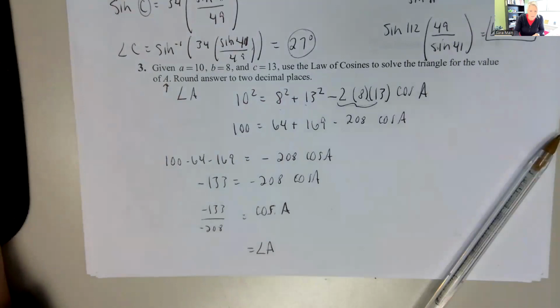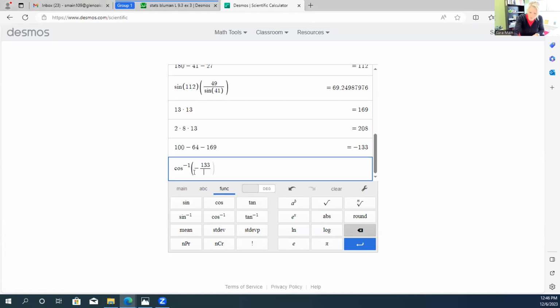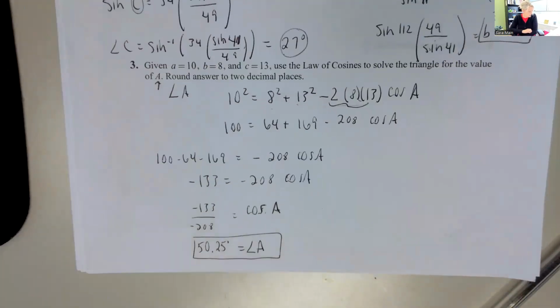So I'm going to show you that in my scientific calculator. So I'm taking the inverse cosine. I found that over here in this function right here. And I'm going to put a negative 133 divided by negative 208. And it doesn't matter where my negative goes. And then it shows me that my angle A is 50.25 degrees. So there's my angle A, 50.25.